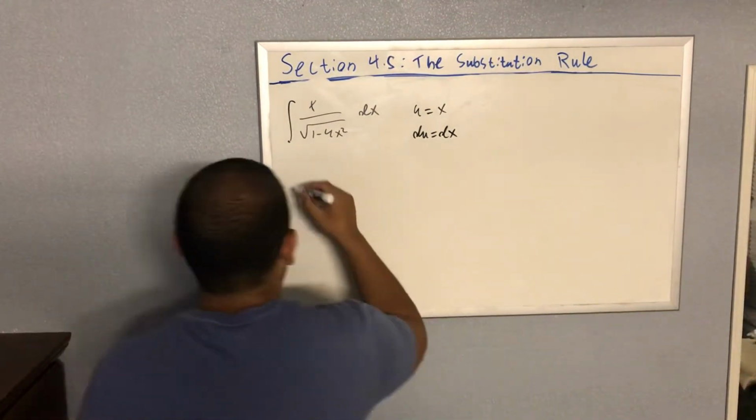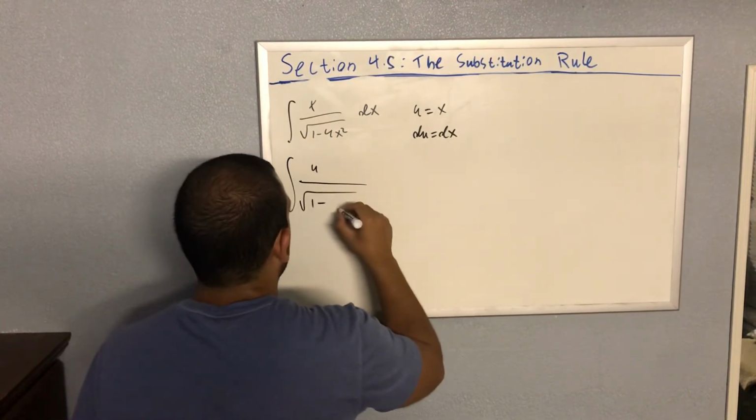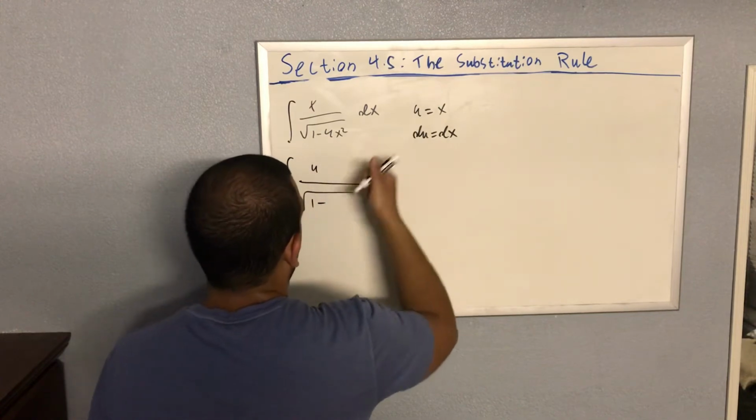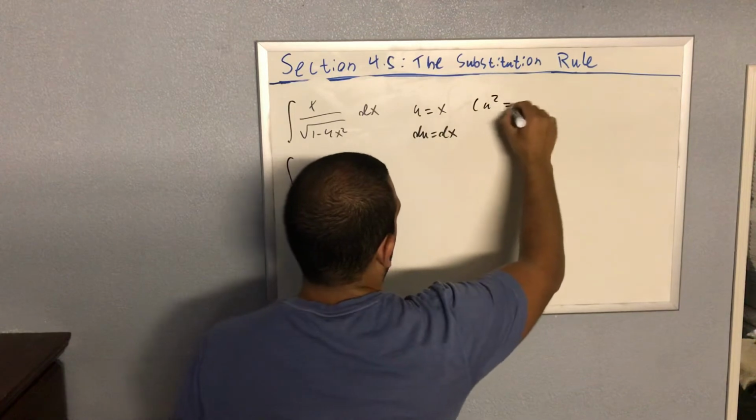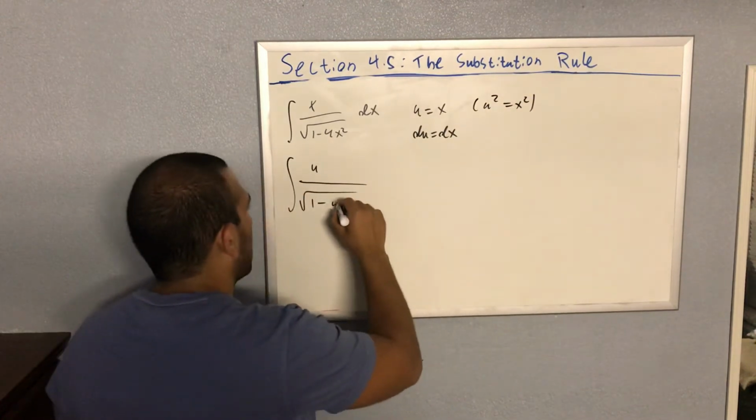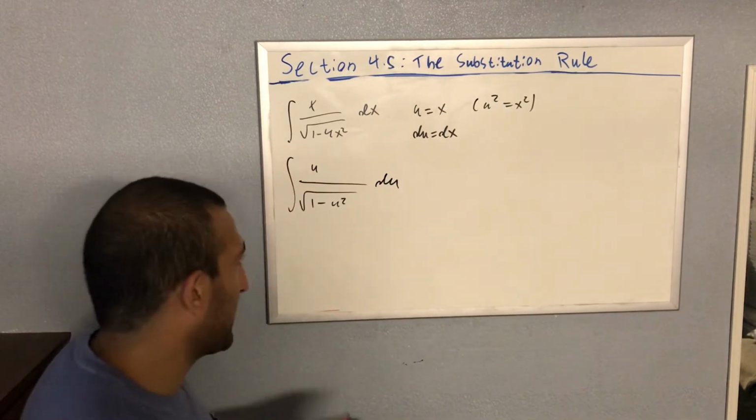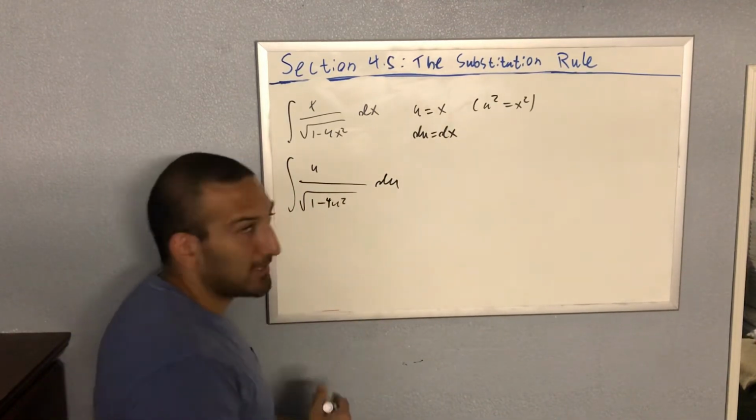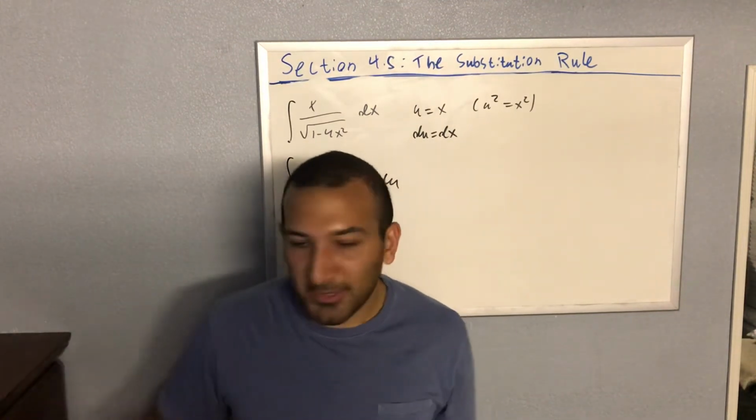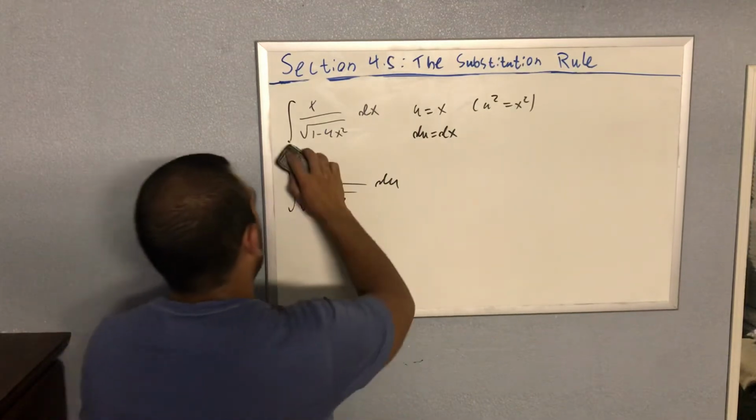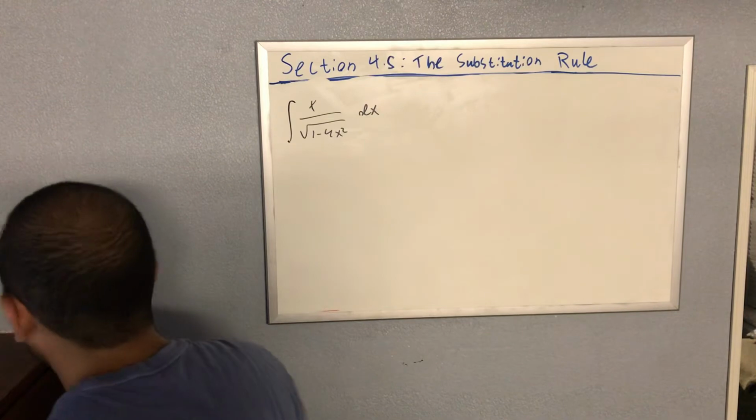This would just end up being the square root of u over the square root of 1 minus, right? If x is u, then x squared is u squared, right? If you square both sides, u squared is x squared. So 1 minus u squared, and then du. So you essentially get the same problem, just in a different variable, so not much. So you're definitely going to be tempted to let u be this more complicated looking thing.